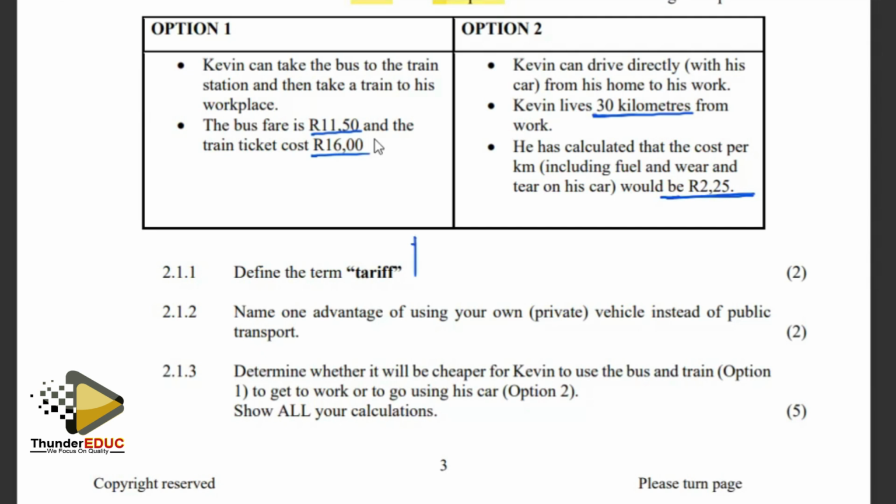So the question tells us, define the term tariff. Now, tariff is a charge per unit. How much do you pay per unit? That's what we mean by a charge.